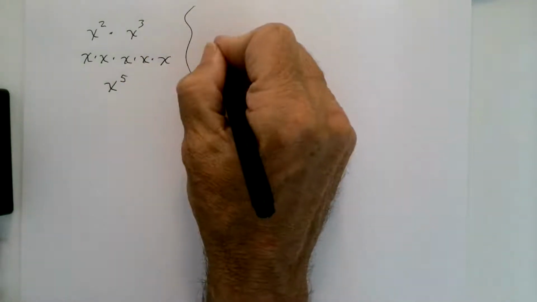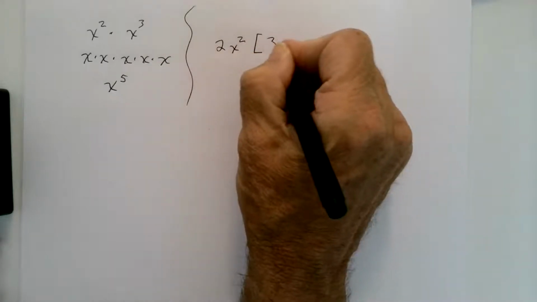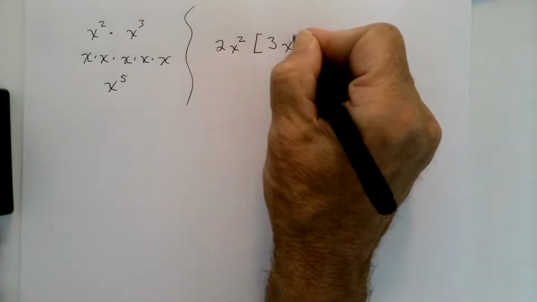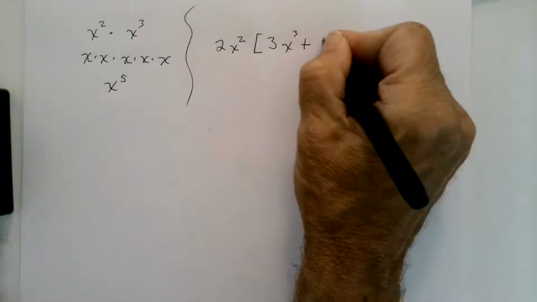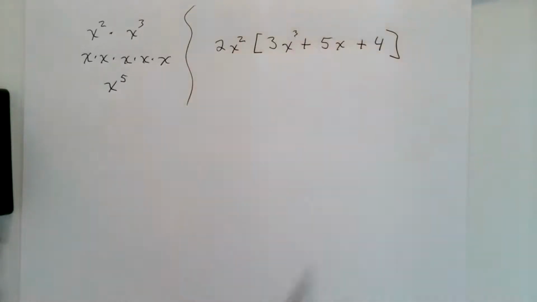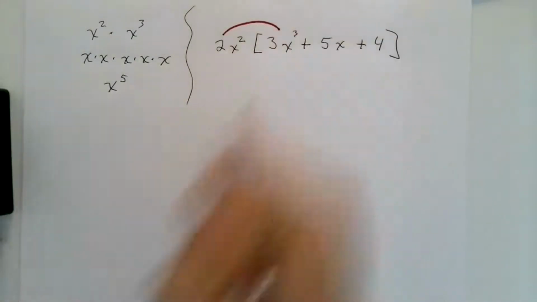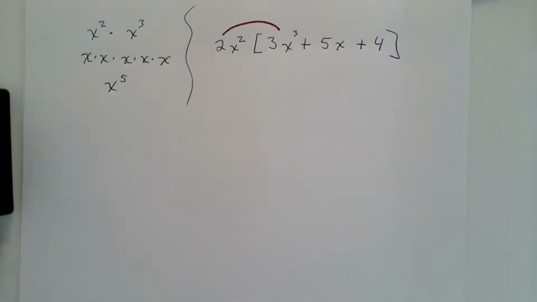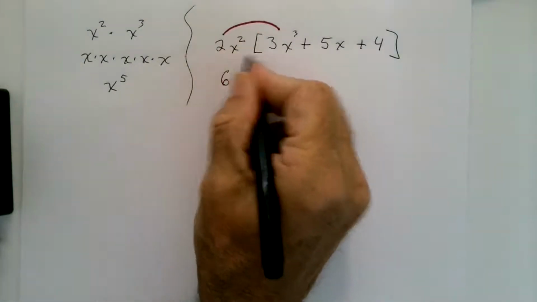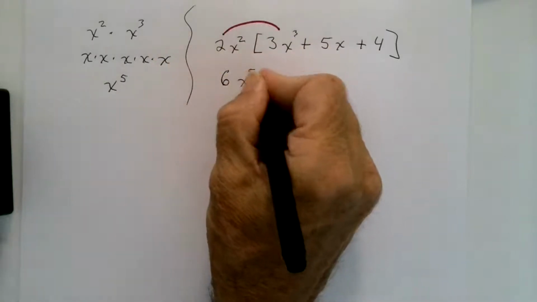If I want to do something like this, 2x squared times 3x cubed plus 5x plus 4. In this situation, we're going to distribute. So we can take 2x squared times 3x cubed. 2 times 3 is 6. X squared times x cubed, as we saw over here, is x to the fifth.